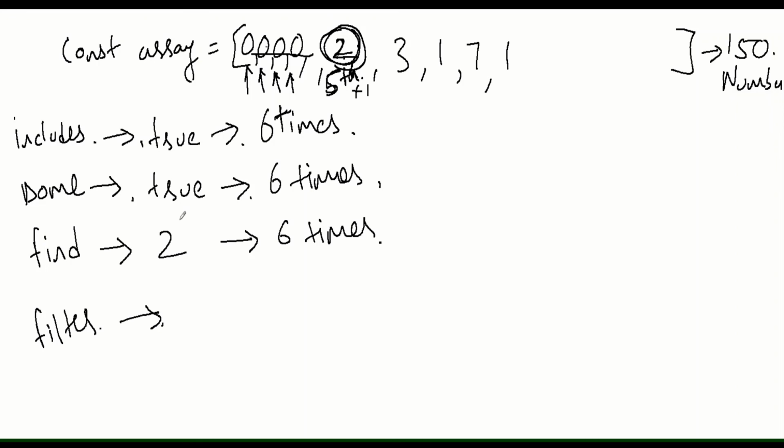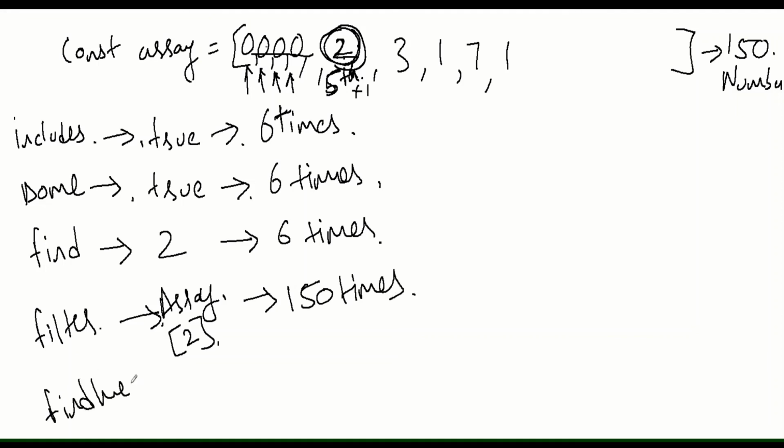If we are using filter, it will process till the end of the array. It will give you an array, and let's say we have this value 2 only once in this array, so this would return an array of size 1, and it would have 2, and this would process the loop 150 times. findIndex would return 5 because this is the index, and it would process it 6 times.